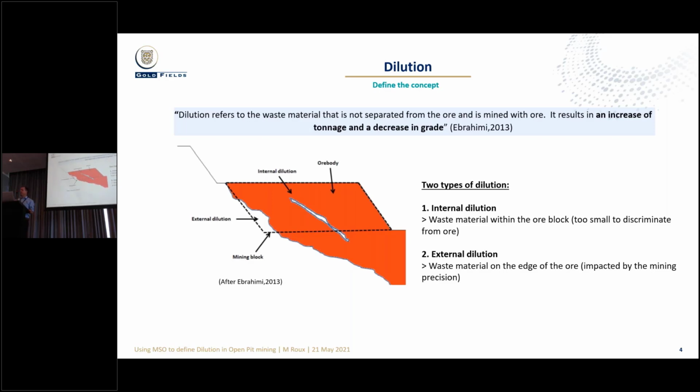The second type is what we refer to as the external dilution. This is really the waste dilution at the edge of the ore block. It occurs as a result of the precision inability of our equipment to be able to dig against a line. So total dilution is therefore defined as a combination of both this internal and external dilution. Simple.